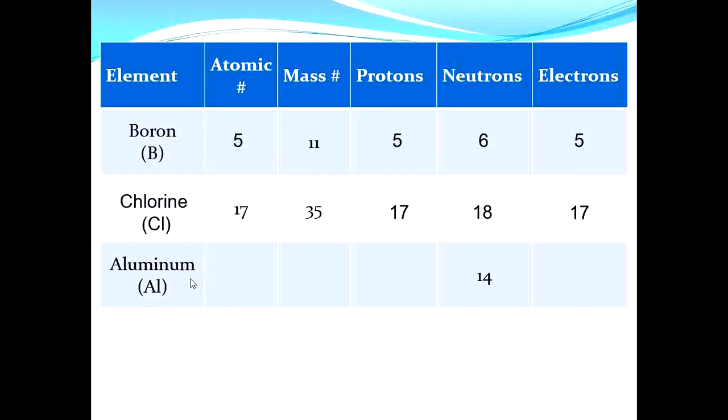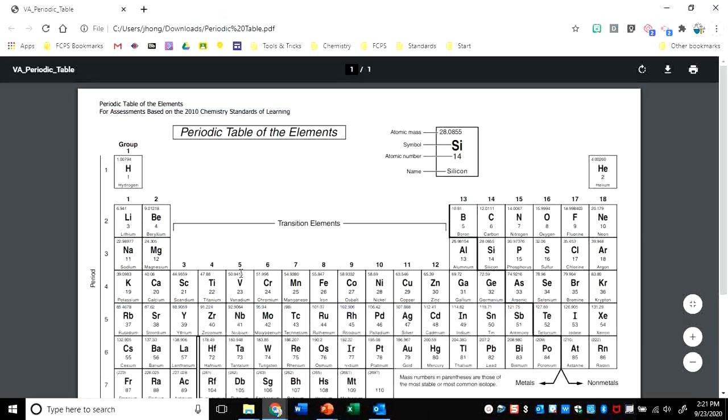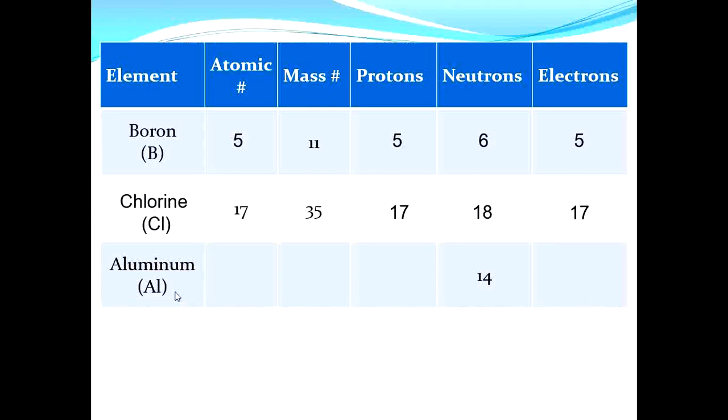Let's do our last problem. Aluminum. Let's find aluminum. Aluminum is number 13. So aluminum is atomic number 13. If we know the atomic number, we know the number of protons, 13. We know the number of protons, then we know the number of electrons, 13. And now how do we get the mass number? It's 13 plus 14, protons plus neutrons, is equal to 27.